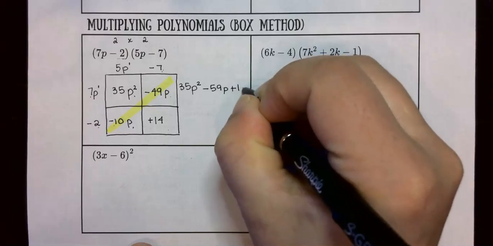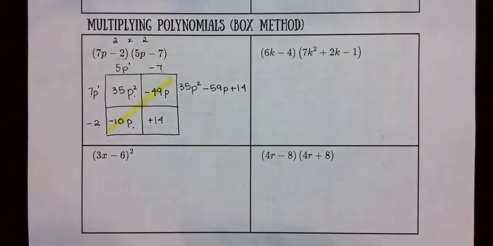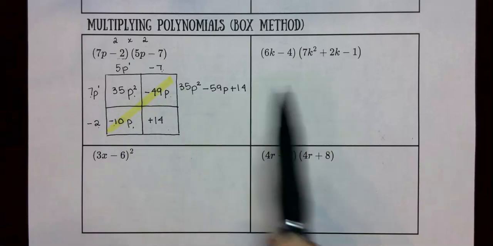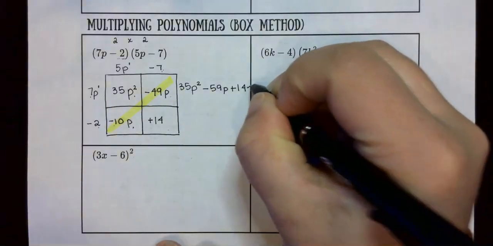Our constant is 14. So not only did we multiply, we were able to identify the like terms, put them together, and then write it in standard form. So this right here is our final answer.